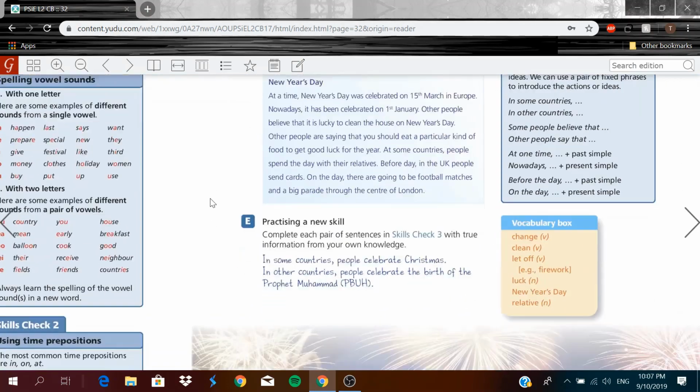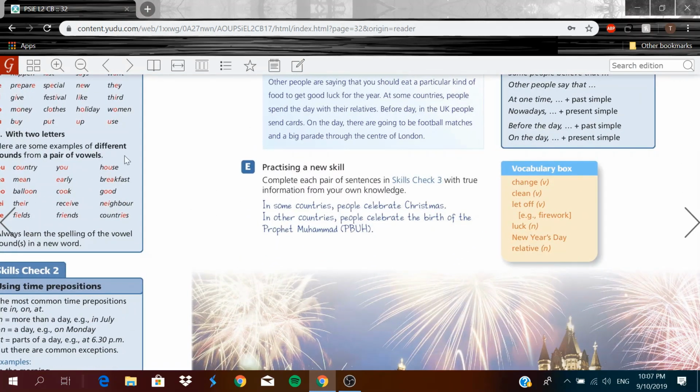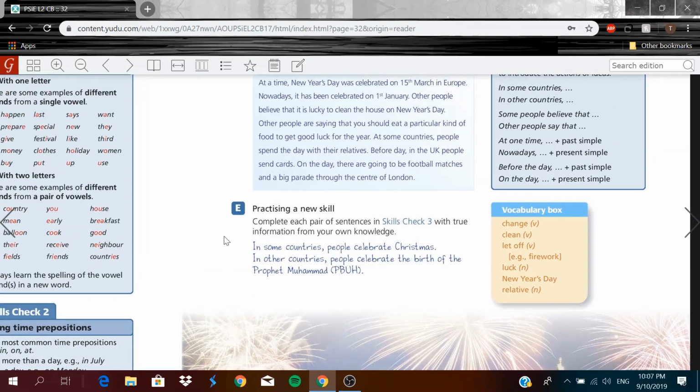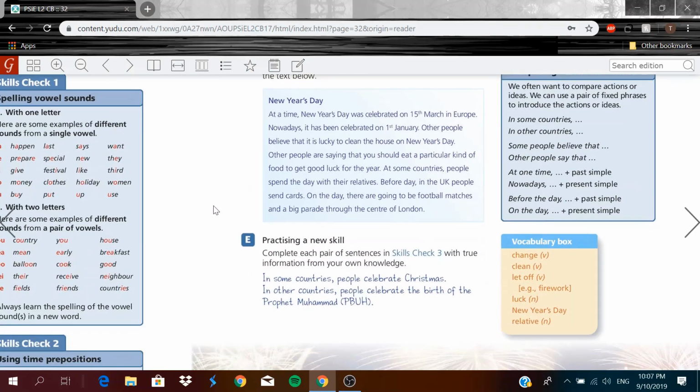Now, let's move on. Okay, so again, this is an exercise for you guys. That's called practicing a new skill. So now you're going to practice what we just learned in exercise D here. Here we have complete each pair of sentences in skills check 3. Okay, so here we have at one time, nowadays, some people believe that, with true information from your own knowledge. Okay, so for example, I can say in some countries, people celebrate Christmas, right? That's correct. In other countries, people celebrate the birth of Prophet Muhammad, right? Some people believe that, we can say, some people believe that the earth is flat.